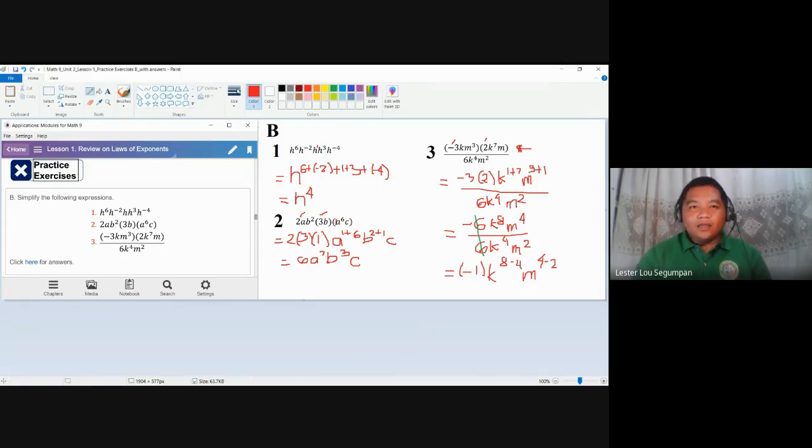And finally, the final answer here, if you have negative 1, just the negative sign will do. Okay, because you can just simply omit 1 because understandably it has a numerical coefficient of 1. And then you have k to the power of 4 and m squared. This is our answer for number 3.